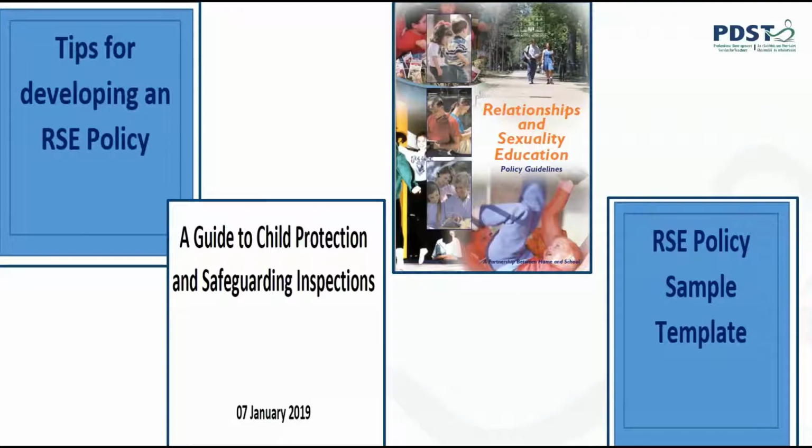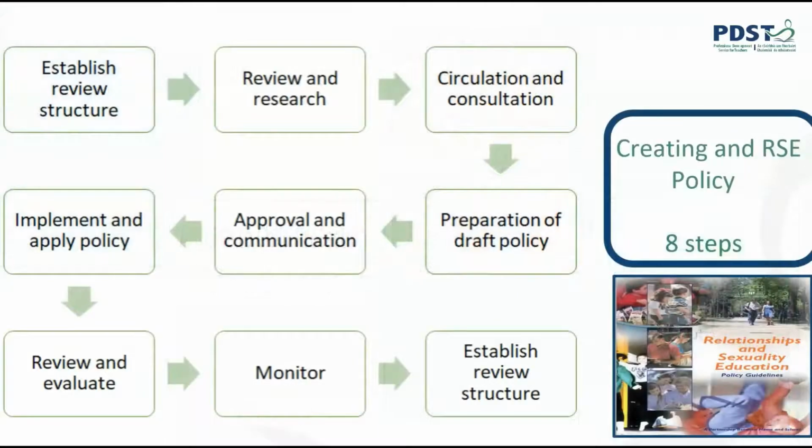The Relationships and Sexuality Education Policy Guidelines sets out an 8-step approach to developing an RSE policy. The purpose of this video support is to summarise those key stages for the development of an RSE policy in your school. These guidelines promote a partnership approach among parents, students, teachers, and school authorities. This is a best practice approach which ensures clarity and consensus on how RSE will be taught in your school.